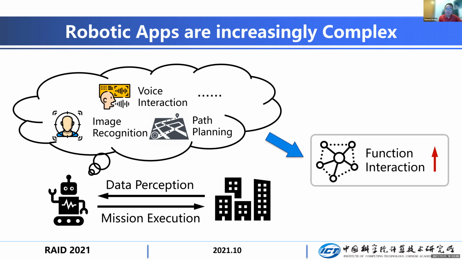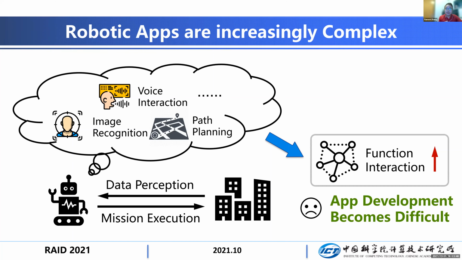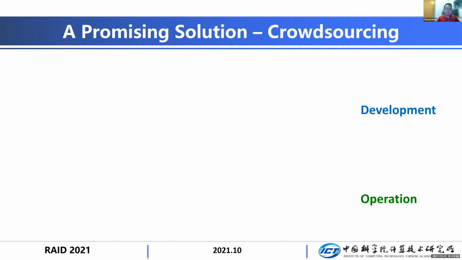When the apps become more complex, the function interactions will become more frequent. These functions interact with each other to achieve end-to-end tasks. And meanwhile, the high interaction between different functions also increases the difficulty for the robot app development.